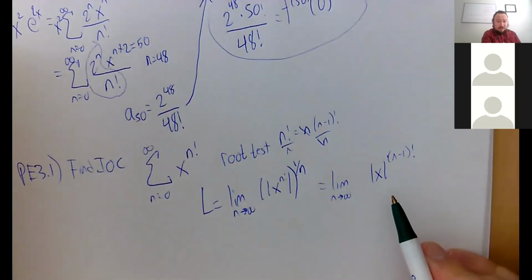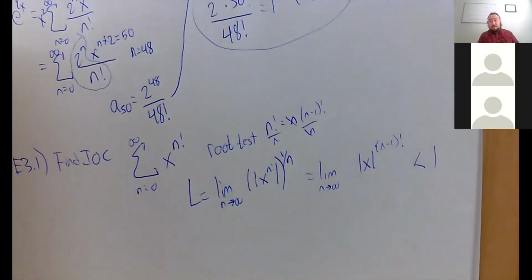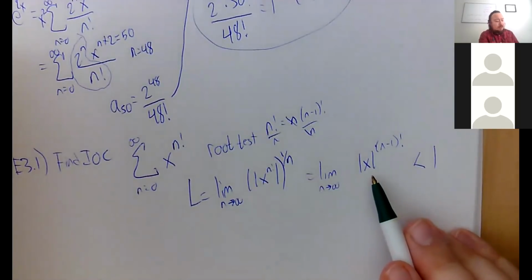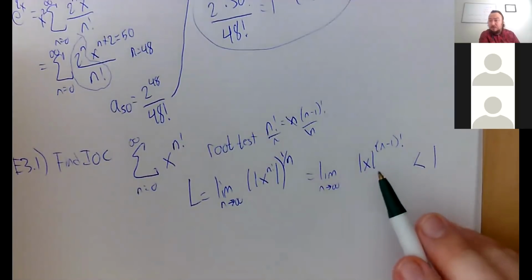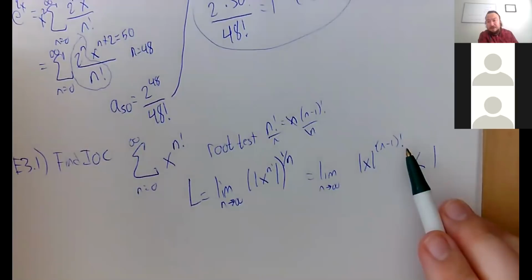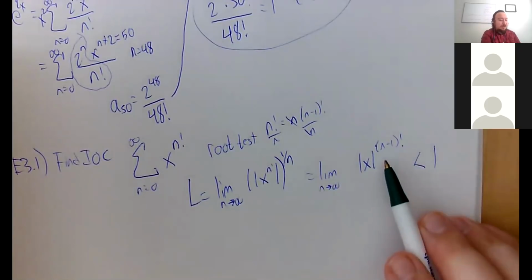All right, now if we look at this, remember, whatever we get from this limit needs to be less than 1, right? So let me ask you guys this. If I plug in an x value that's bigger than 1 into here, what's going to happen with that limit? Let's say I plug in x equals 2, and I raise that to the n minus 1 factorial, and n's going to infinity. Yeah, that's definitely going to be infinity. That's going to diverge for sure.